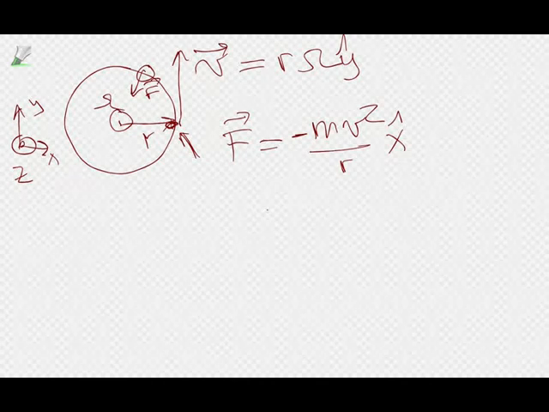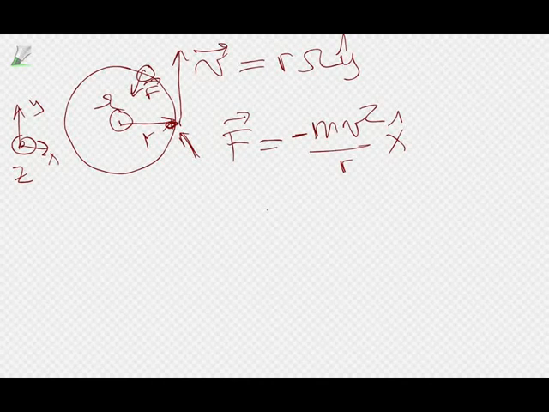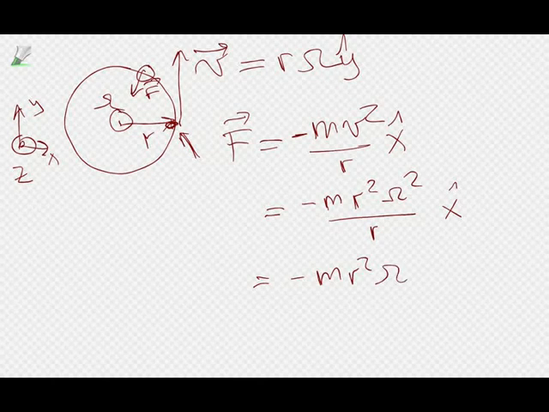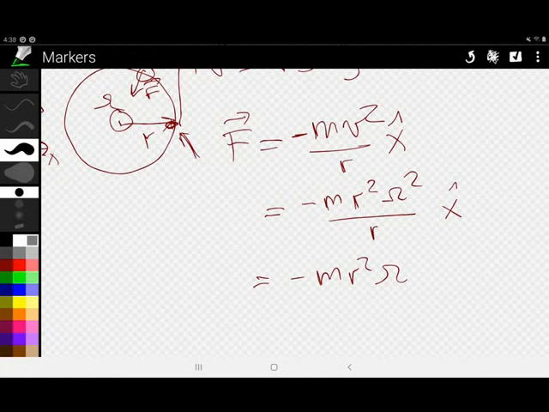Well, of course, we know what v in magnitude is, so that's going to be minus m r squared omega squared over r x hat, or minus m r squared omega squared. Now I have to erase again, which is a little cumbersome here, but the r squared over the r canceled down to just an r.